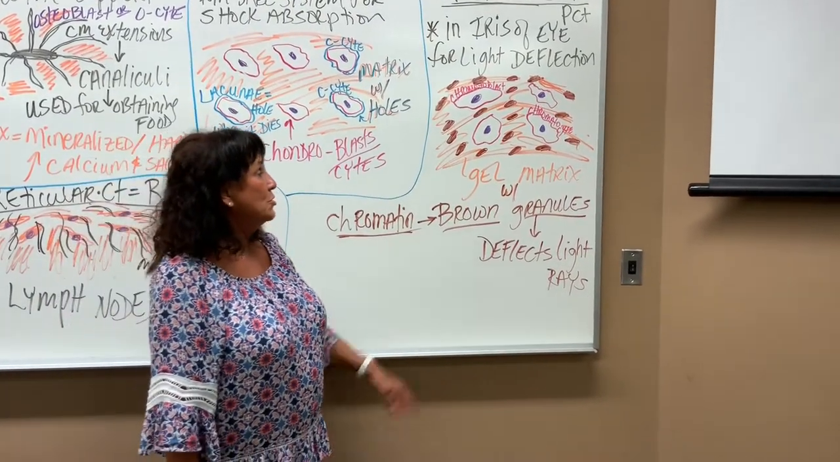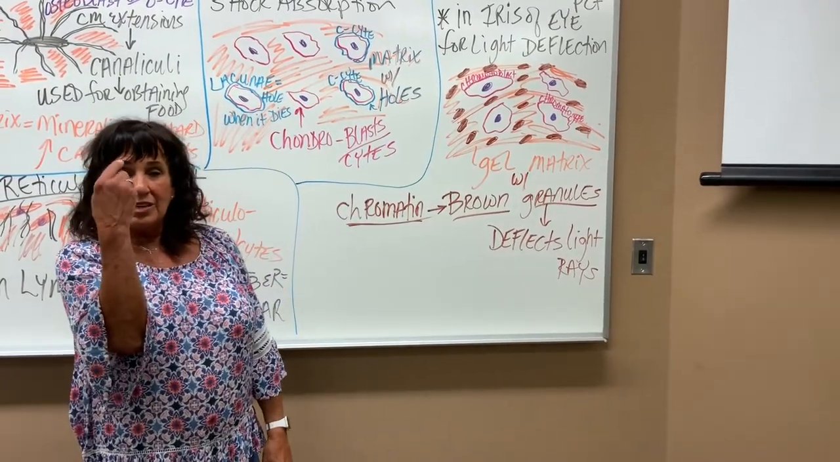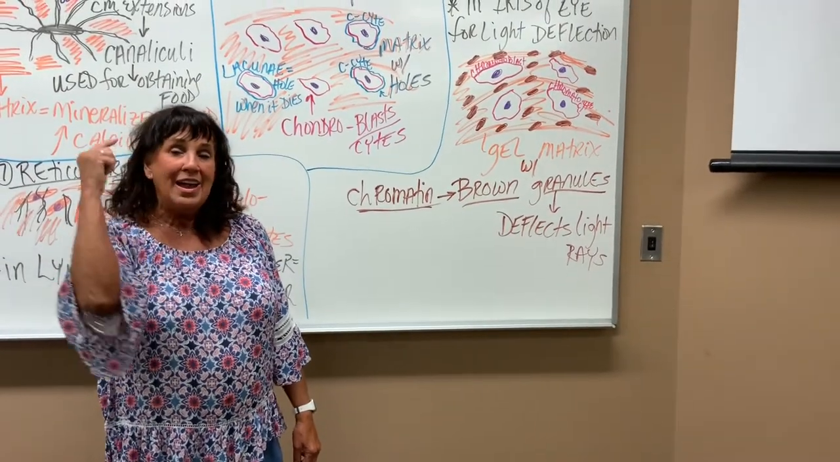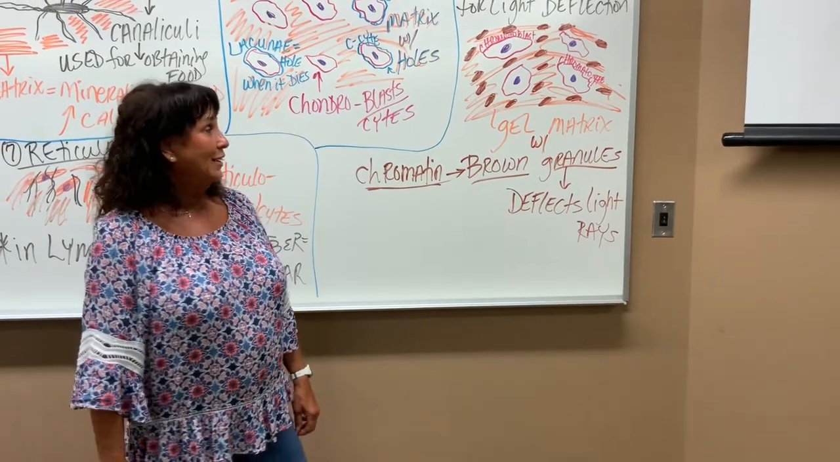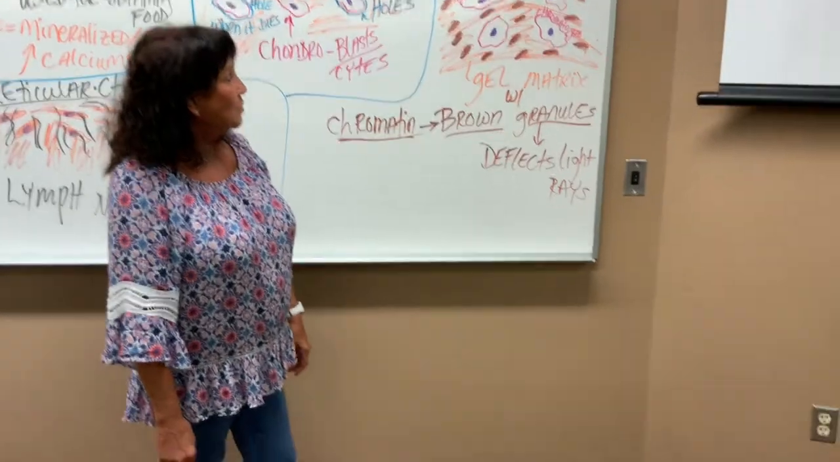And what does it do? It's going to deflect light rays. So when light is trying to get into your pupil, it also hits the iris area, and then the light will just bounce off like sunglasses, right? So that's the chromatin in the gel-like matrix right there.